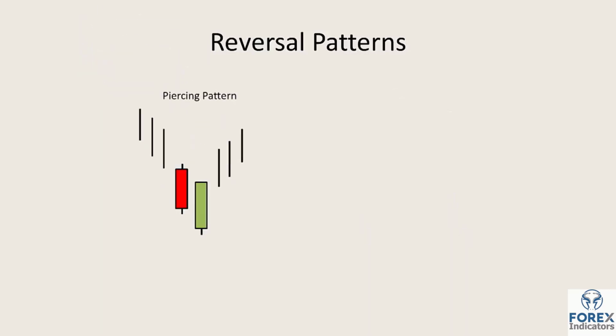Now, the piercing pattern is where the signal candle tries to engulf the prior candle but doesn't quite succeed. However, the setup candle, in this case the red one, forms at the lower end of the market. The next candle then gaps down. The open is below the close of the previous candle. Buyers are coming in and they push up into the body of the previous candle. Now, the rule of thumb here is that if that second candle, the piercing candle, moves more than 50% into the body of the prior candle, then we have a good piercing pattern.